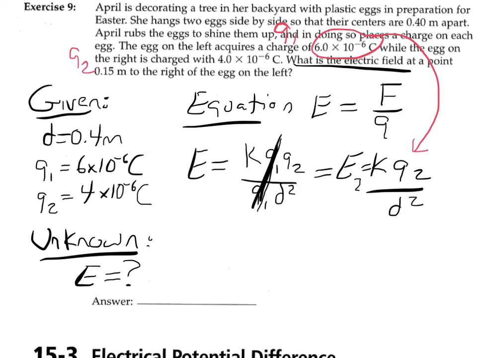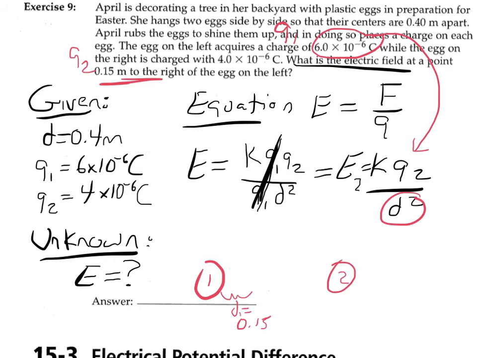And the distance between those two charges is not the 0.4. This is where they were saying 0.4 meters to the right. So, you got egg 1, egg 2, just pretend they're eggs, to the right of the egg on the left. So this distance here is the 0.15 meters. So I'll just call that distance 1, and I'll call this distance 2, which is 4 minus 0.15 meters. And that is the distance that I would use in this equation.